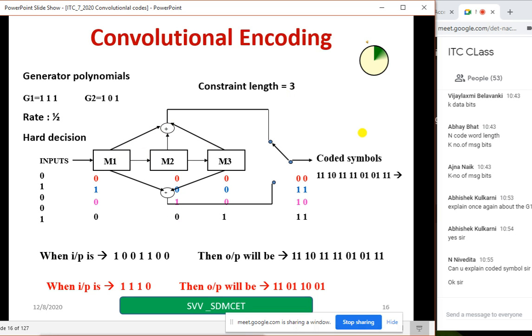You people can copy down, or you can understand how to find out the output for a given input. And whenever we write a diagram, we write G1, G2 also, rate also we write down. Constraint length also you have to write down.